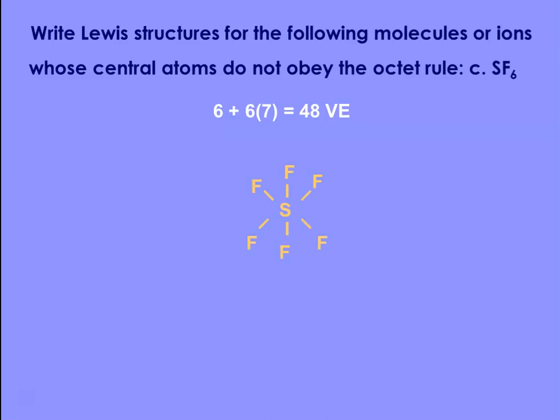Sulfur had 6 valence electrons. The 6 fluorines had 7. Together you have 48. We've used up 12 so far, and we're going to use up the remaining electrons to take care of the fluorine atoms to have full valence shells. Sulfur already has 2 extra pairs of electrons because of those open d orbitals.